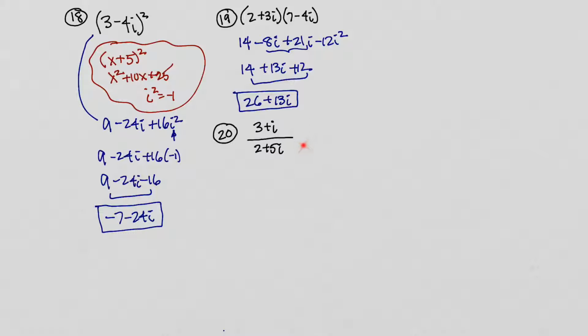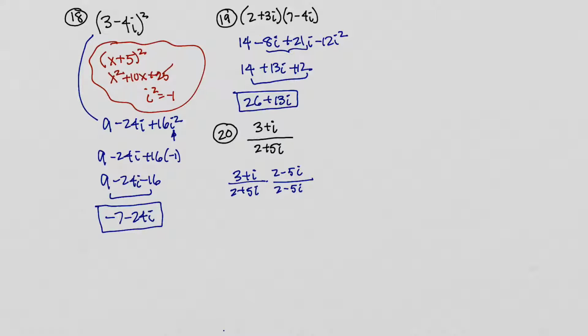So I'm going to multiply by 1, but that 1 is going to be the conjugate of the bottom here. So let's write that. We're going to have 3 plus i over 2 plus 5i times, now, just take the conjugate of that denominator. So how about 2 minus 5i, 2 minus 5i.